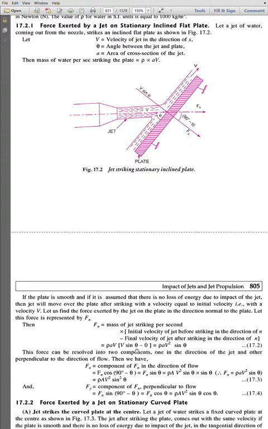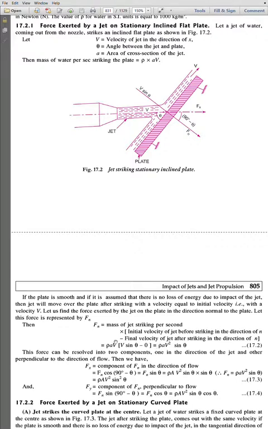In that case rho a v will be the mass of jet striking per second, v sin theta will be your velocity component in that direction, and after striking there is no movement of the jet in this direction, so the velocity will become 0. So you will be left with rho a, multiplied by these two velocities, giving rho a v square sin theta. This is the force exerted by the jet on an inclined plate in the n direction. You have to remember that.